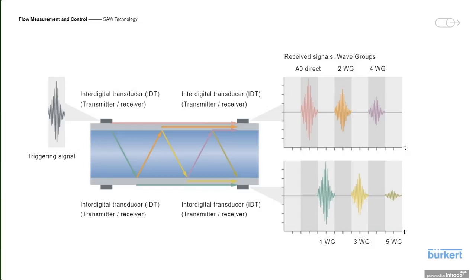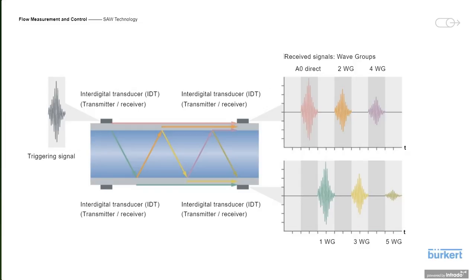And the very nice thing is also that we get the signal along the pipe wall. You remember this A0 direct, and this is about an internal reference for the flow measurement. So this is not sensitive to flow. This will give kind of a self-adjusting sensor.